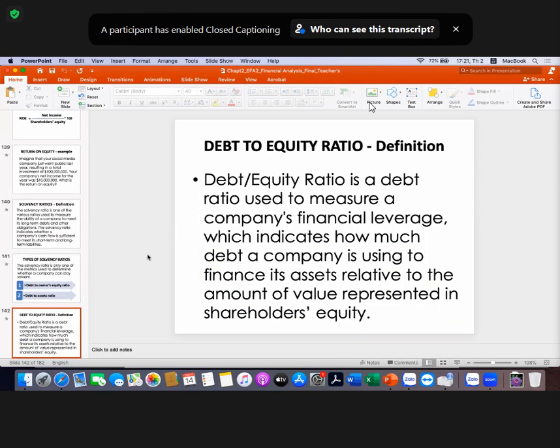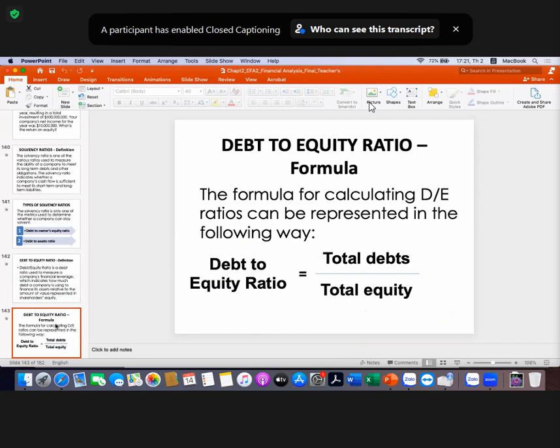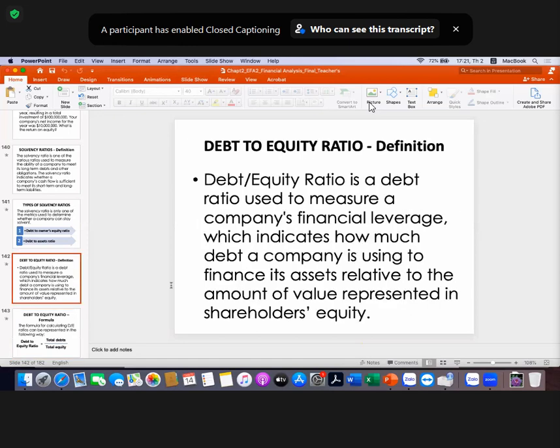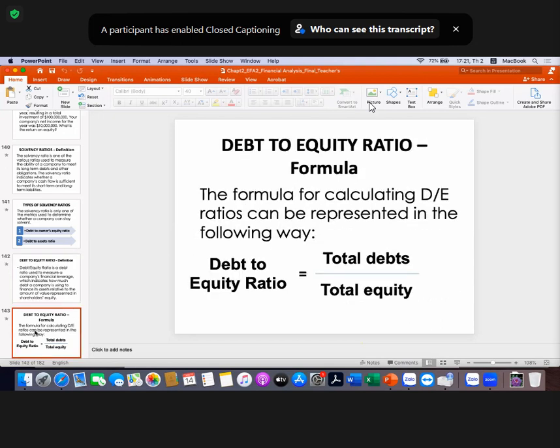For the debt to equity ratio, it is used to measure a company's financial leverage, which indicates how much debt a company is using to finance its assets relative to the amount of value represented in shareholder equity. It is calculated by taking the total debts divided by the total equity.